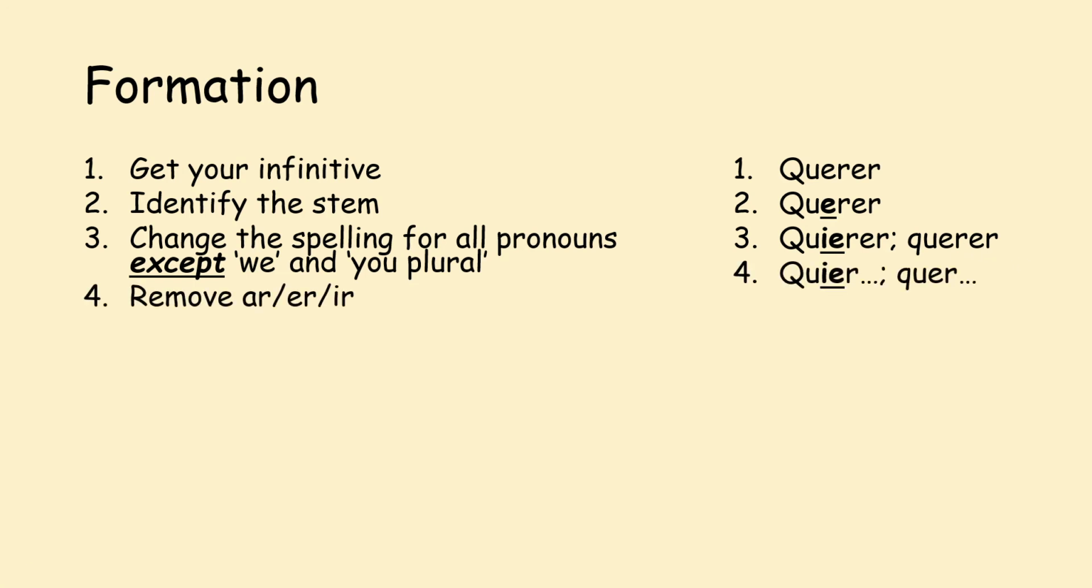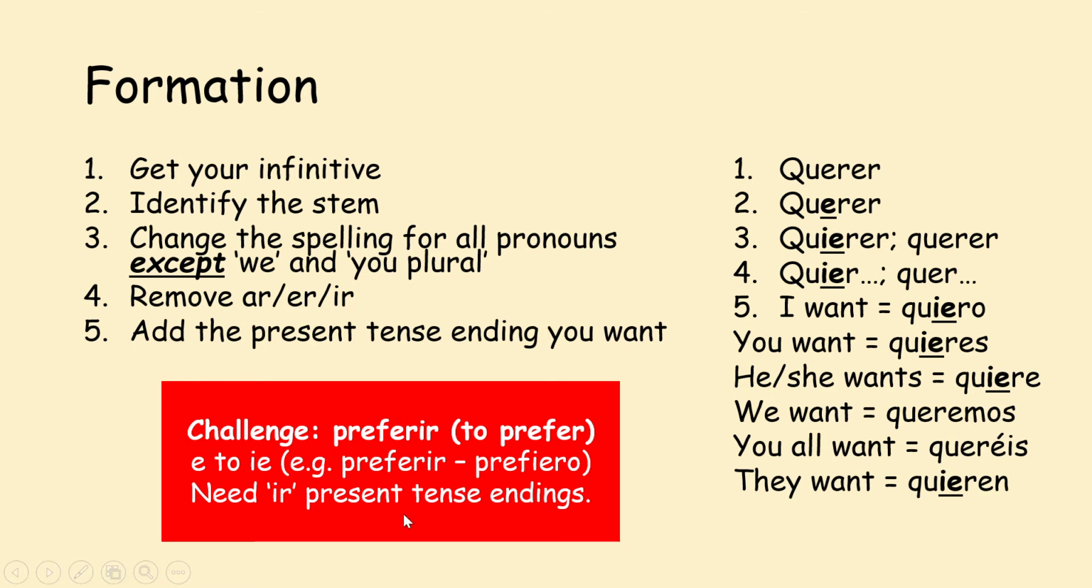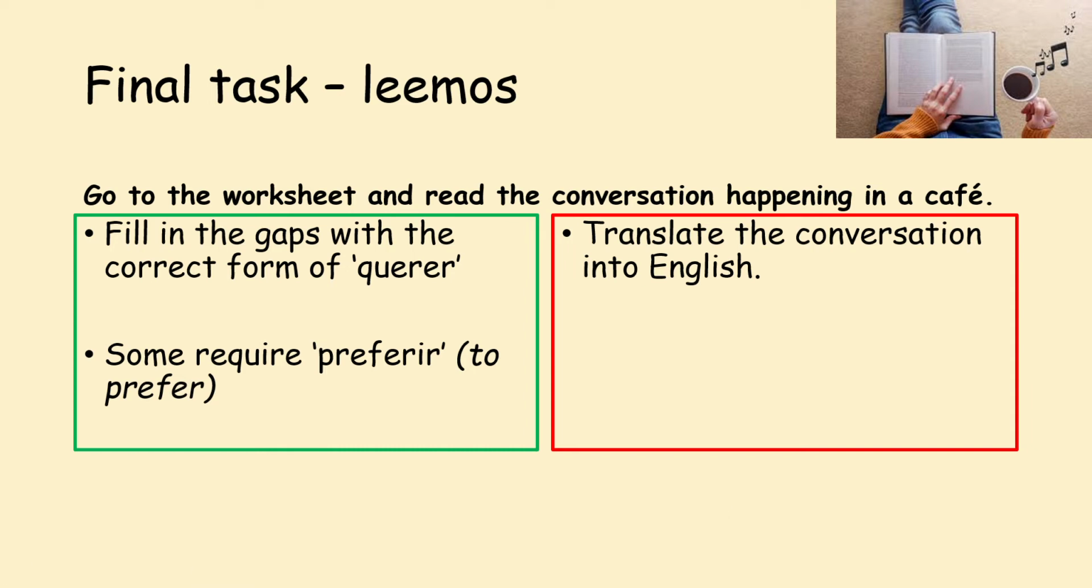Remove AR, ER, or IR. In this case, it's ER because that's our infinitive. And then we add the present tense endings for the ones you want. So that's why it goes to quiero, quieres, quiere. Then it stays the same, the spelling queremos, queréis, then back to stem changing quieren. The challenge. You can do this now if you want to. There are no answers, so I would save it for later. You've got exactly the same, but it's just going to be IR endings because this is ER and this is IR.